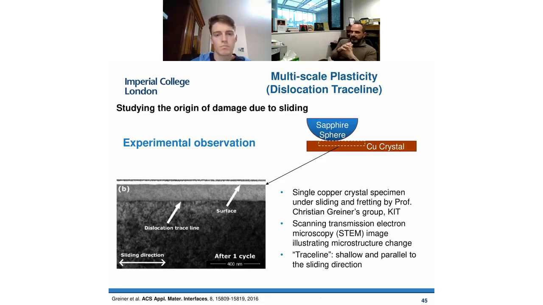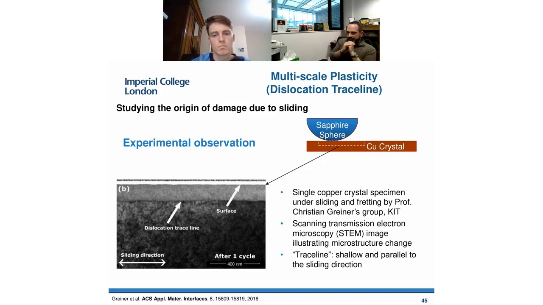And in fact, this same simulation was actually used now in combination with some of the experiments done by another collaborator of ours, Christian Greiner at KIT, who had experimentally observed already a few years back that if you take a single crystal copper and you slide sapphire only once over it with a certain load, you start getting this beautiful formation of material that is actually changed just over a thin layer, which is then beautifully separated from the rest through a trace line.